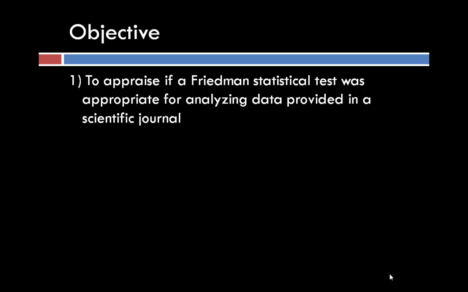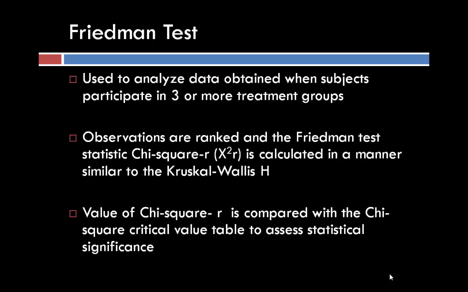Our objective for this lecture is to appraise if a Friedman statistical test was appropriate for analyzing data provided in a scientific journal. The Friedman test is used to analyze data obtained when subjects participate in 3 or more treatment groups. So it's going to be the same group of subjects that are participating in 3 or more treatment groups.